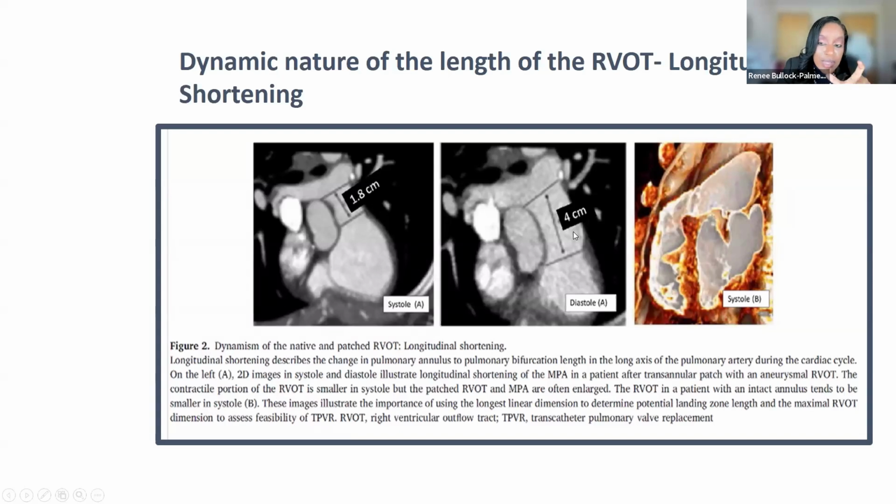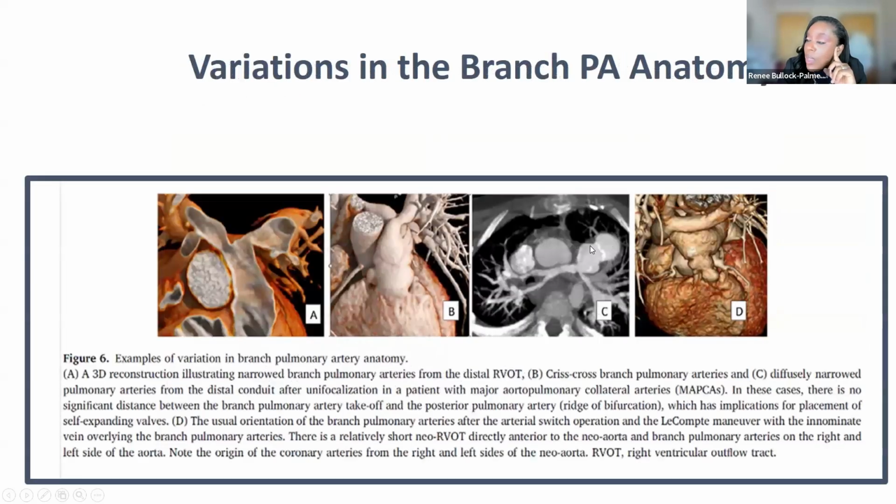And that's why when we report these cases, we report both in systole and diastole, so that the vendor can understand how long that valve would need to be, and the dynamic nature of that particular patient's RVOT. Looking at the various variations of the branch pulmonary artery anatomy is important. In this particular case, the left pulmonary artery is almost diminutive, and also the angle at which it comes off, sometimes it has an acute angle. These are some of the things that will need to be assessed before putting in the valve.